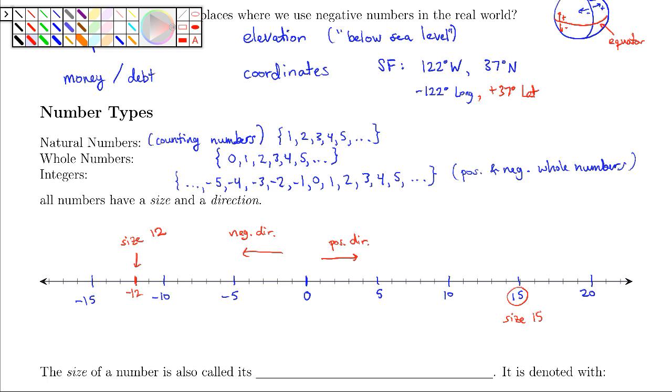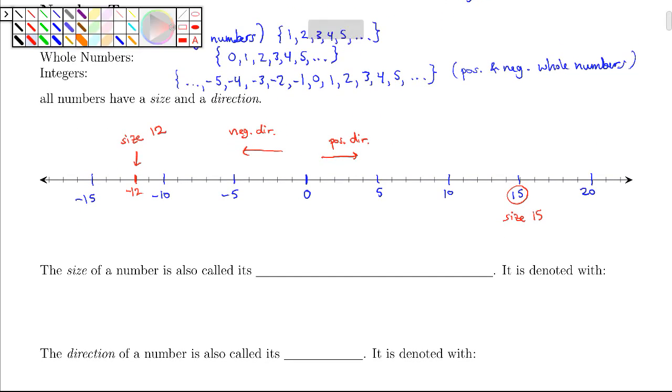So the size of a number is also called its absolute value. And sometimes it's also called magnitude. That is another word that is used mathematically. It's also a word that's used in English. And we denote the absolute value with these vertical bars.